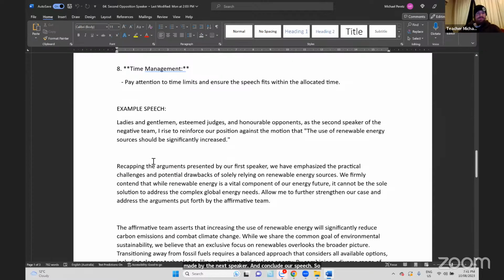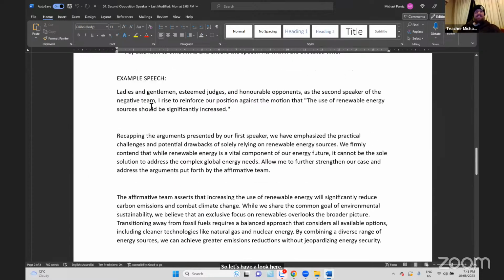So, ladies and gentlemen, esteemed judges and honorable opponents, as the second speaker of the negative team, I rise to reinforce our position against the motion that the use of renewable energy sources should be significantly increased. So again, polite, respectful greeting, signposting, making our speech as obvious as possible, second speaker, negative team, and we've stated the motion.